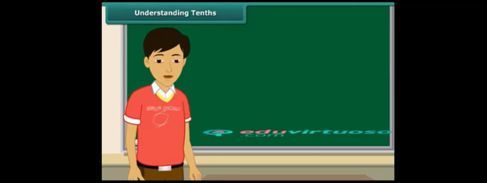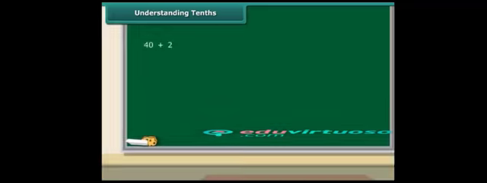Let us now learn to read and write decimals. Consider the example 40 plus 2 plus 1/10. You know that 40 plus 2 is 42. Adding 1/10 to it will make it 42.1.